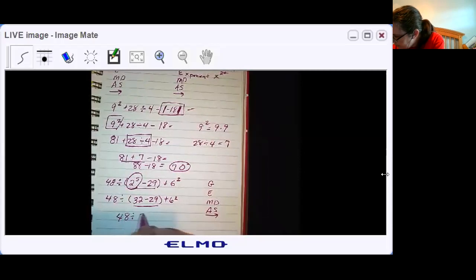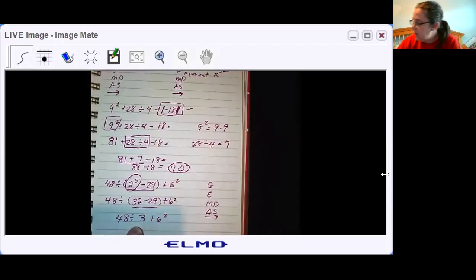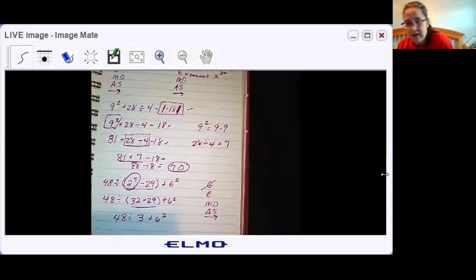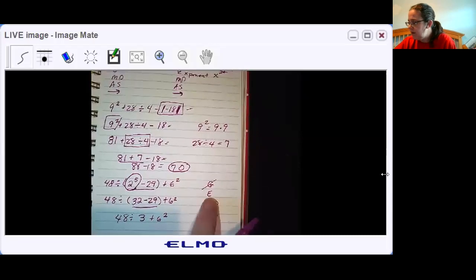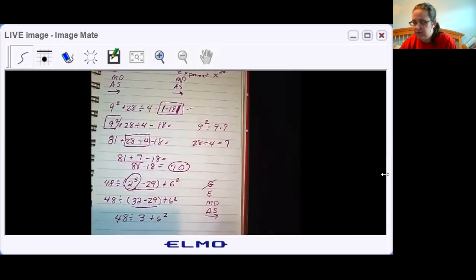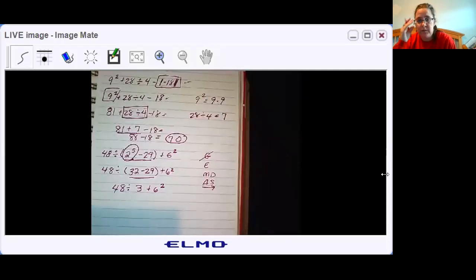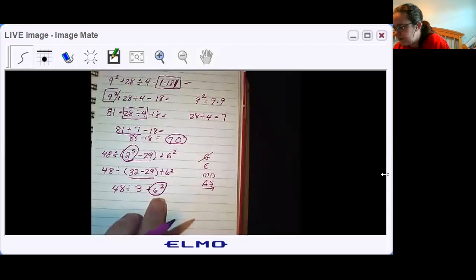48 divided by 3 plus 6 squared. Now, because I did the last operation in that grouping, I can make that grouping disappear and mark off that I have all my groupings cleared out. The next thing according to my order of operations is exponents. Let's look. Do I have an exponent here? I sure do. Right here is my exponent. So now I have to do 6 squared.